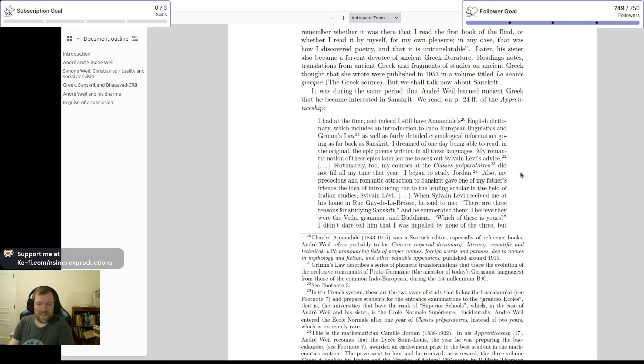Also, my precocious and romantic attraction to Sanskrit gave one of my father's friends the idea of introducing me to the leading scholar in the field of Indian studies, Sylvain Lévy. When Lévy received me at his home in Rue Guy de la Brosse, he said to me, "There are 3 reasons for studying Sanskrit," and he enumerated them. I believe they were Veda, grammar, and Buddhism. Which of these is yours?